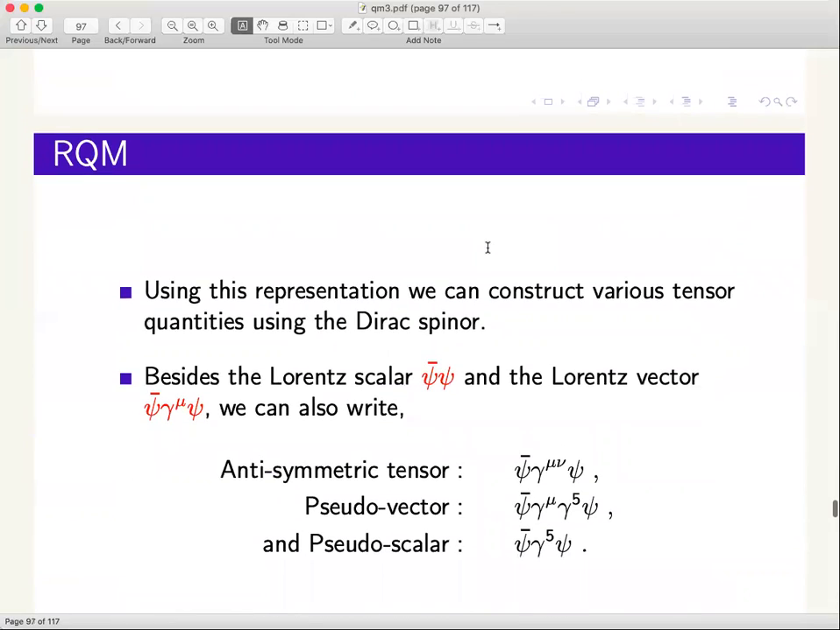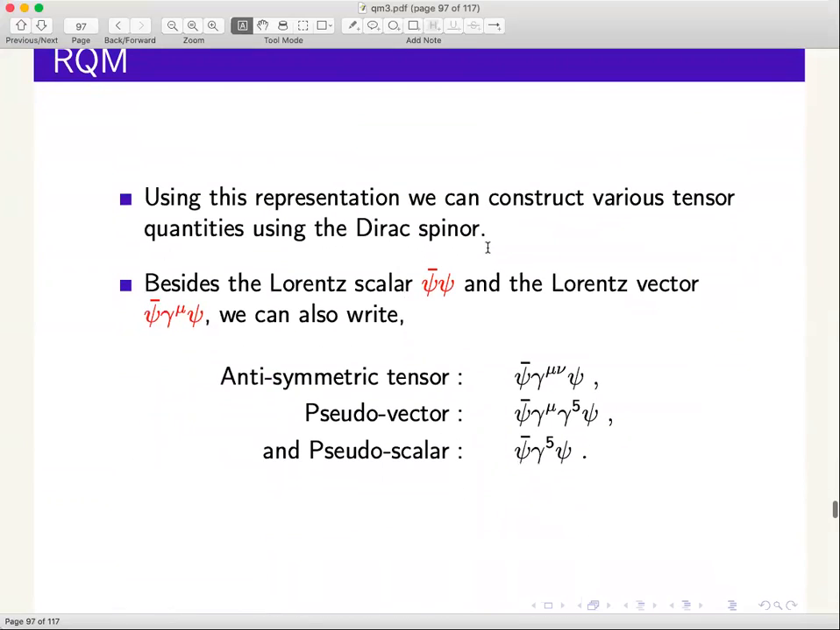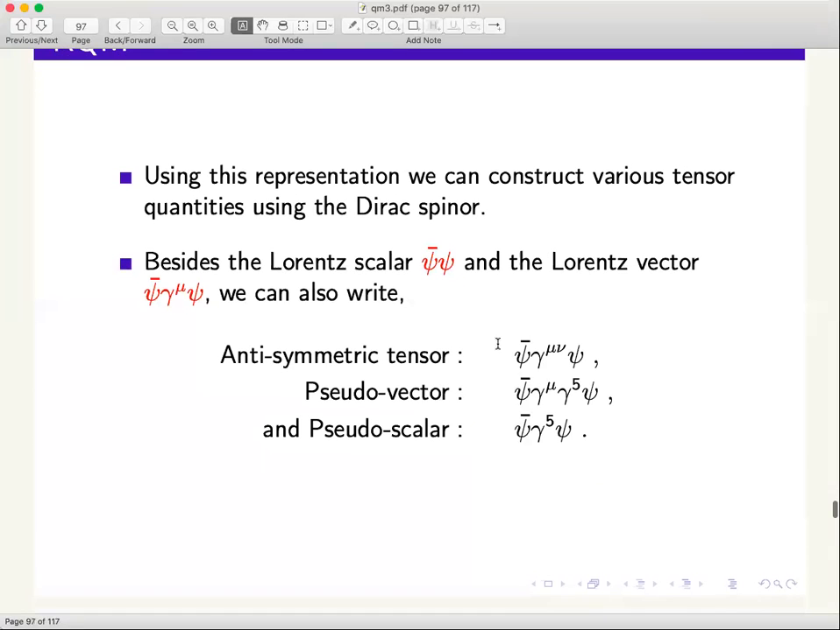So we can use this representation to construct various tensor quantities using the Dirac spinor. So far we have learned 2 quantities, which we have seen earlier. One of them is a Lorentz scalar, which is psi bar psi, and the other is a Lorentz vector, which was psi bar gamma mu psi. Psi bar gamma mu psi is the one which appeared in the continuity equation. So these are the 2 quantities we have seen so far.